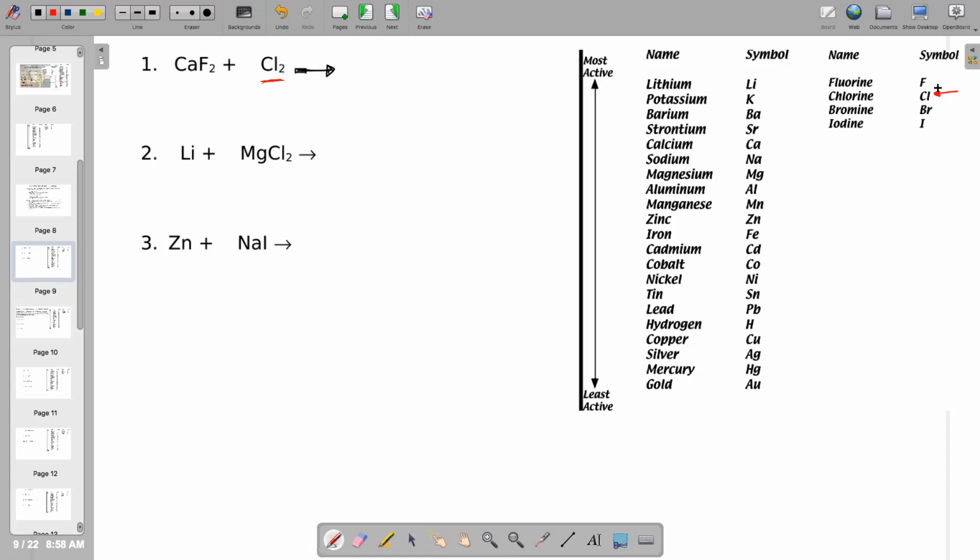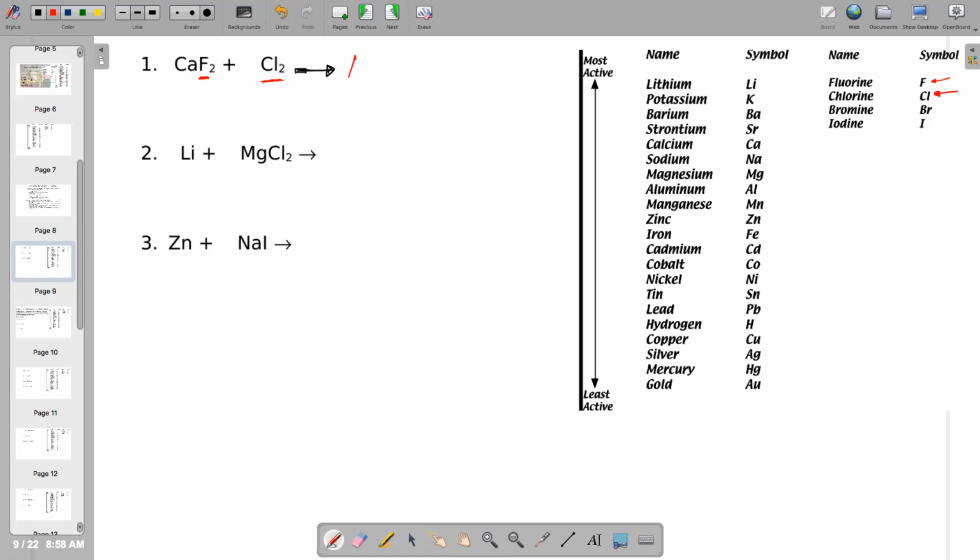It's going to replace something else in that same column. So chlorine is in the same column with fluorine, bromine, and iodine. So chlorine could replace the fluorine. You've got calcium fluoride and chlorine. And it could be that chlorine replaces the fluorine. Whether or not it can replace the fluorine depends upon their relative position. In this case, the chlorine, which is the element that's by itself, is below fluorine. The chlorine does not replace the fluorine.